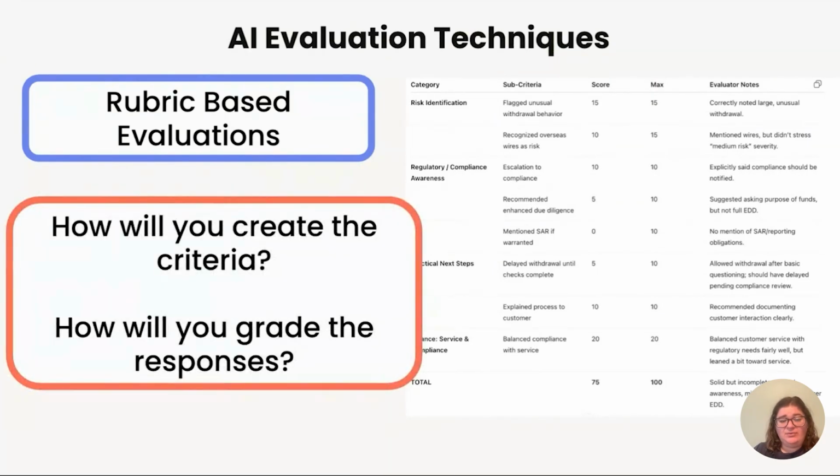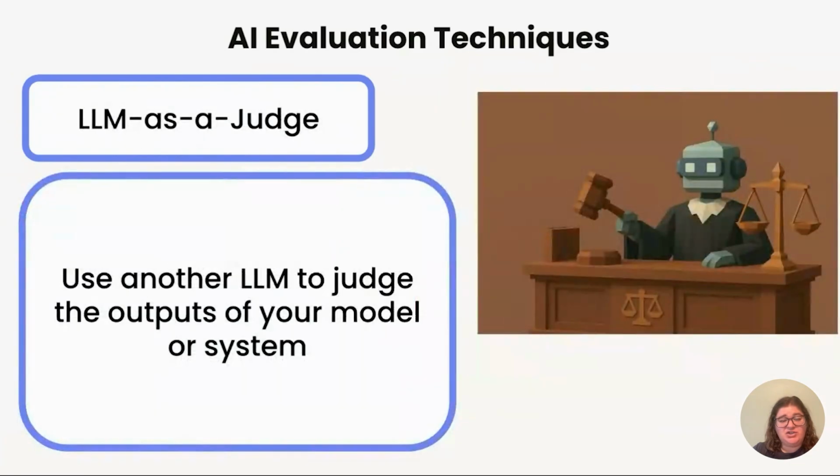But the question becomes, how are you going to create these criteria and how will you grade the responses? Creating the criteria often requires subject matter experts who really know what it is you're looking for and what right and wrong could mean. And grading the responses could involve the same type of subject matter expertise, or in some cases, you can use a model. Using a model to do these kinds of evaluations is what we call the LLM as a judge technique.